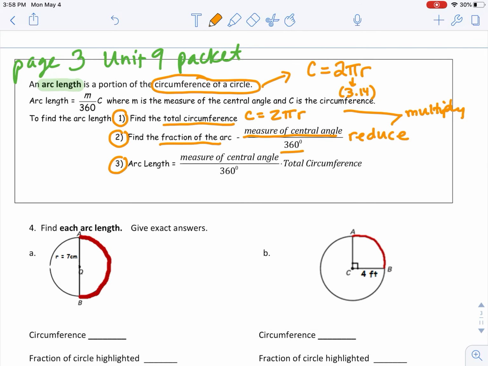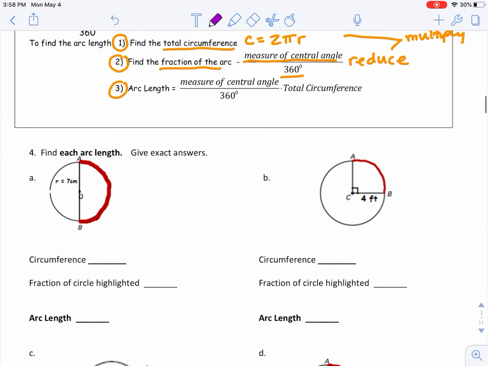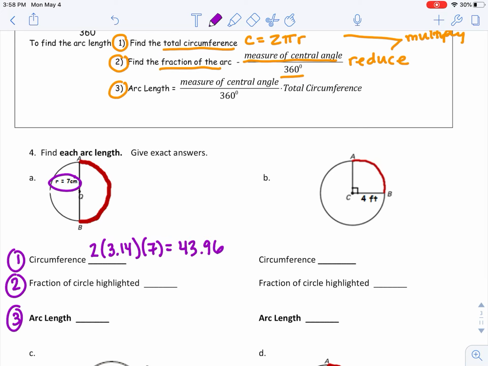So let's look at an example, and I'll walk you guys through example number 4. I think it'll make sense. Okay, so step number 1, and I wrote it here, this is step 1, step 2, and step 3. Step number 1 is find that circumference. So I need to do 2 times pi, but remember pi is 3.14, times the radius, which in this picture is 7. So when I multiply that out, 2 times 3.14 times 7, I get 43.96.